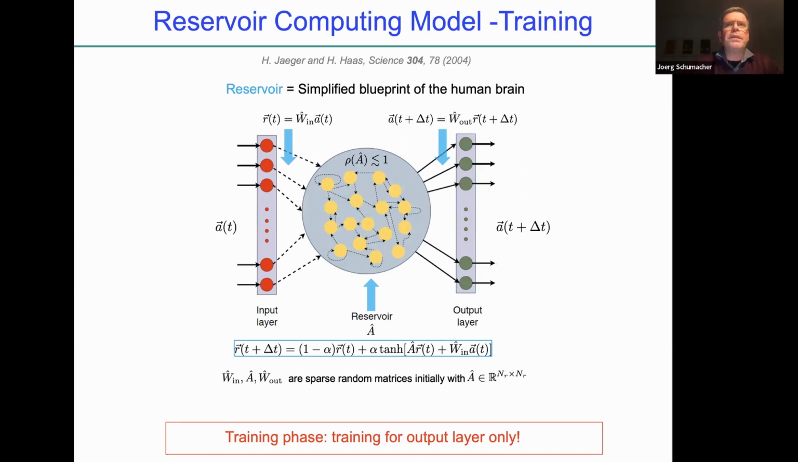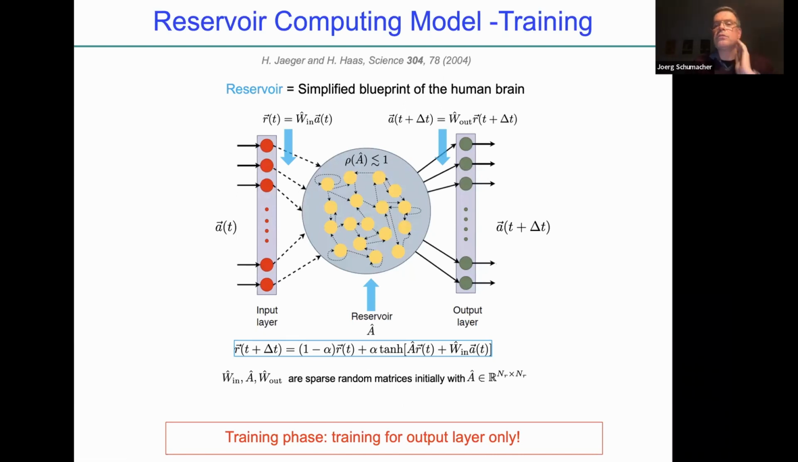So the idea is basically, if you go very high dimensional, then you should be able, even in such a random network, to reproduce a complex nonlinear dynamics. And then there is an output layer. So you basically map back the reservoir state to the output layer by an output matrix. And this is the matrix which will be trained. But that can be done straightforwardly.